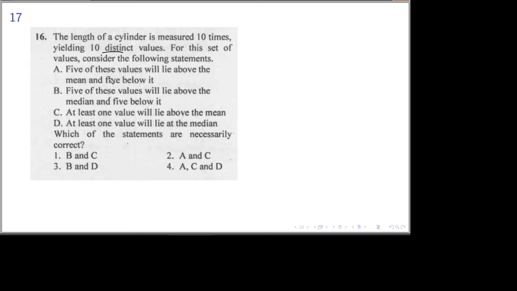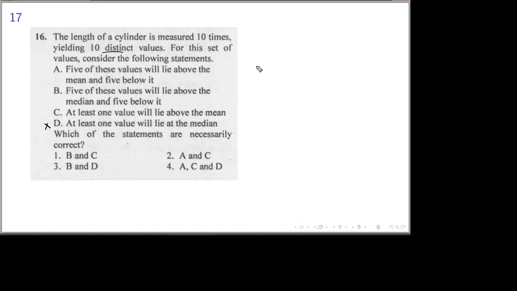Okay, so mean applies to the middle value, so this might be right. I'm just saying might be. 5 of these values will lie above the median and 5 below it. Okay. It says at least one value will lie above the mean and at least one value will lie below the median. This of course is not true, and at least one value will lie above the mean.